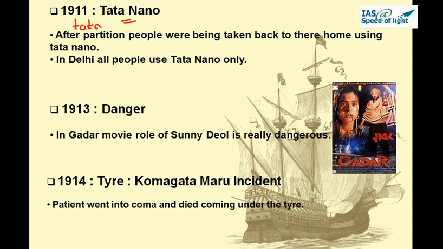Once you went to Delhi and you saw there, it's a capital city, and people use Tata Nano only because Tata Nano is small in size. It's convenient to use in traffic. And after partition, people were being taken back to their homes using Tata Nano. So it is the annulment of partition. The Bengal partition, what they did in 1905, it was again taken back. Annulment means taken back. So 1911 becomes TT or Tata Nano, and two pieces of information: annulment of Bengal partition and the transfer of capital from Calcutta to Delhi.